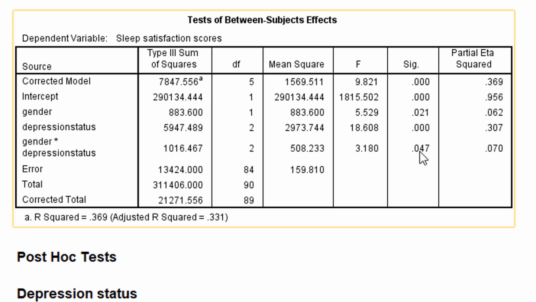Now we look for the main effects. Depression status has a p-value of 0.000. It means that it is also statistically significant. And the other main effect is gender. It has a p-value of 0.021, which is less than 0.05. So we can say that both the main effects, gender and depression status, are statistically significant.